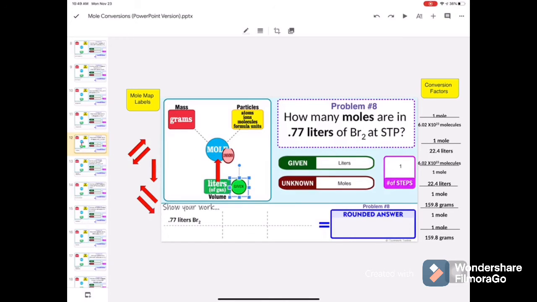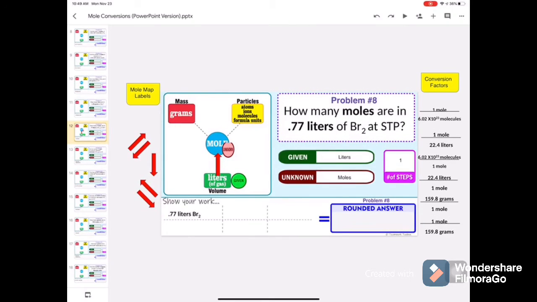My given is down there. So just to fill in, there's my given, there's my unknown. So step one, I need to choose the conversion factor I'm going to work with. How do I do that? I need to know the relationship between moles and liters. Well, they give it all to you over here. So obviously what I'm looking at is which one of these has moles and liters in it.